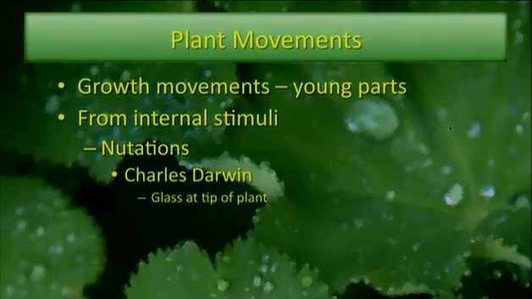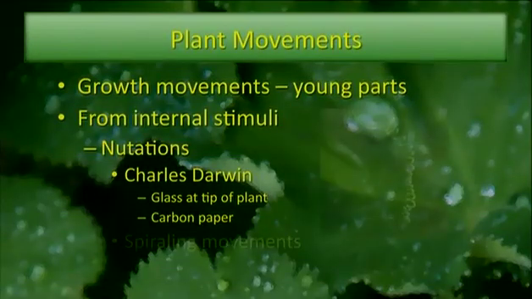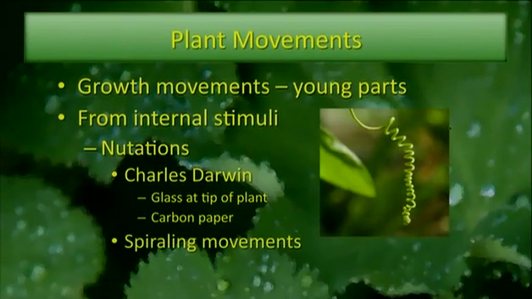What he did is he tied a little sliver of glass to the tip of the plant, and he put carbon paper just above it. As the plant was growing, it was making little circular movements, making markings on the carbon. In this way, he was able to show that plants made spiraling movements when they grow. That's called nutation.